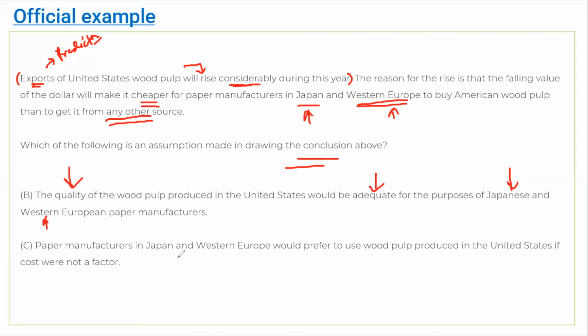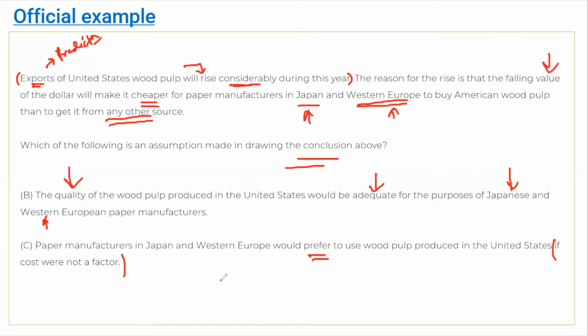Paper manufacturers in Japan and Western Europe would prefer to use wood pulp produced in the US if cost were not a factor. Now, if cost were not a factor, now we know that for Western Europe and Japan, cost is actually not a factor anymore. Why is it not a factor? Because the dollar value has fallen. So cost is no longer a factor. It's basically almost irrelevant, right? Because it's so cheap. In fact, it's cheaper than any other source. It's basically irrelevant. Okay, so cost is not a factor.